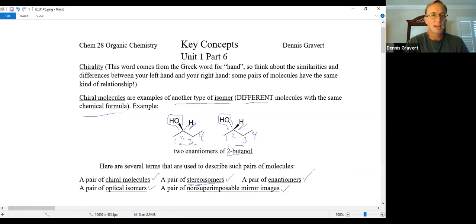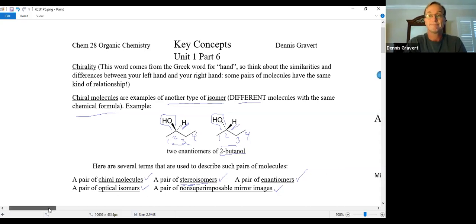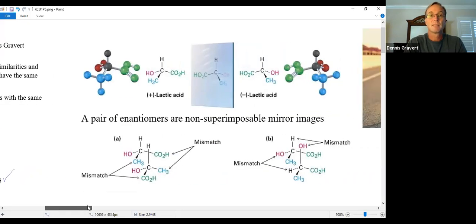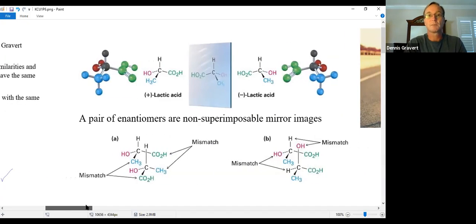All right, let's explore that last one a little bit more. But before I move on, I need you to be familiar with all 5 of these terms because they're used interchangeably. And it's not just for Unit 1, and we're going to see it throughout organic chemistry. And you will continue to see this in biology and biochemistry. Okay, so we got this idea, a pair of enantiomers and non-superimposable mirror images. What are we talking about?